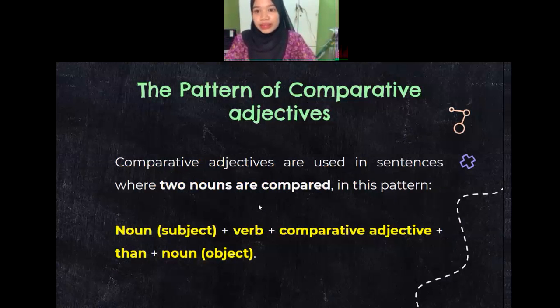So, what is the pattern of comparative adjective? Comparative adjectives are used in sentences where two nouns are compared in this pattern, which is noun, subject, plus verb, plus comparative adjective, plus than, and plus noun, which is an object.